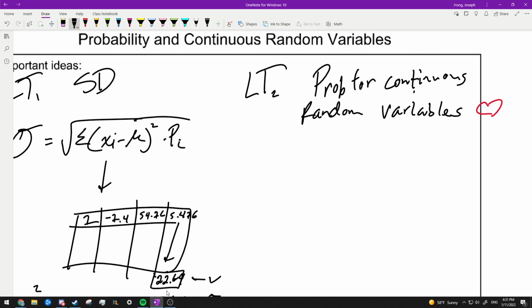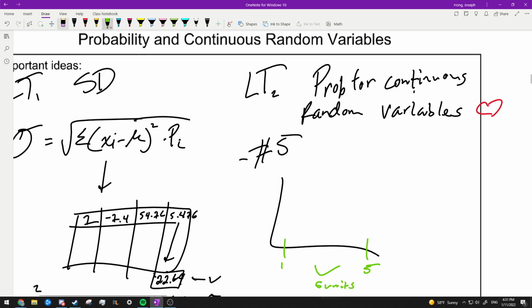And really, what this is talking about is number 5, where we have this picture, this gap. Let's say, for example, this is 5 units away. So let's say this is 1 to 5. So this is 5 units. That means that this right here has to be 1 over 5 units away. So this is going to be 1 over 5.